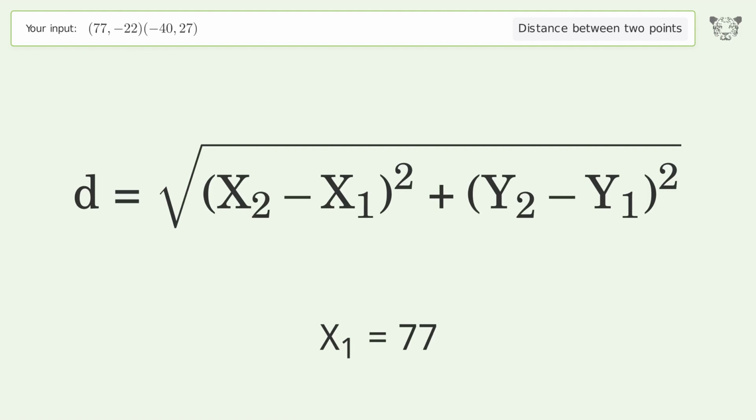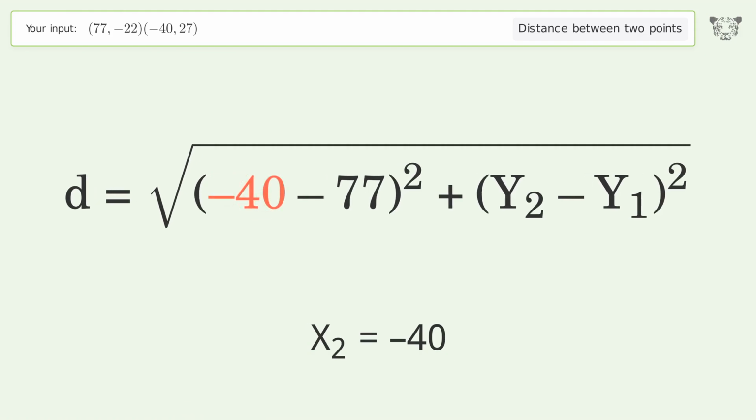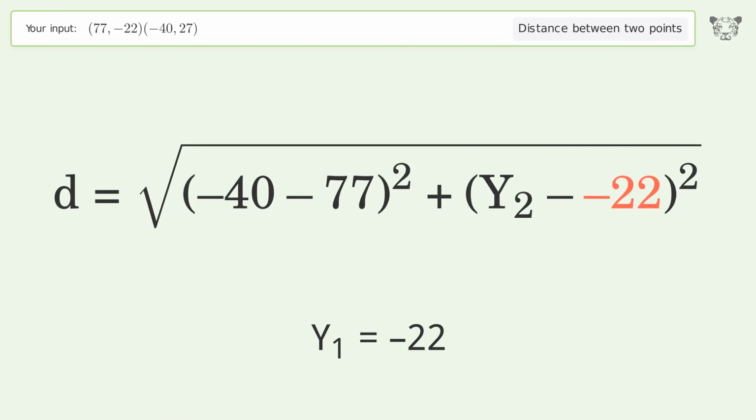x1 equals 77. x2 equals negative 40. y1 equals negative 22. y2 equals 27.